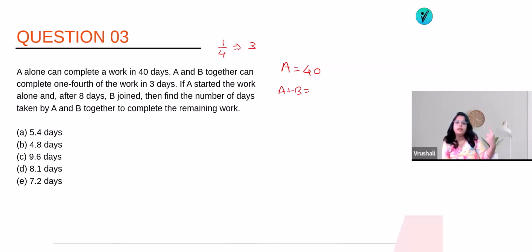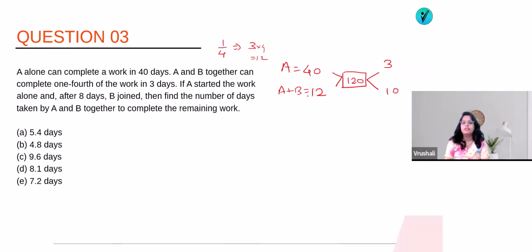1/4 means 1 part out of 4 is complete in 3 days. So 4 parts will be complete in 3 into 4, that means 12 days. So if you find the LCM of 40 and 12, it will be equal to 120. So efficiency of A is 3 and efficiency of A plus B is 10. That means I can say that efficiency of B will be 10 minus 3, which is 7.